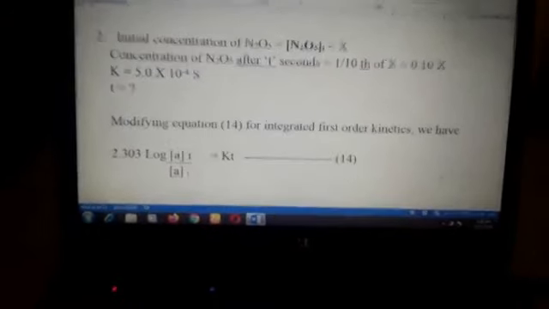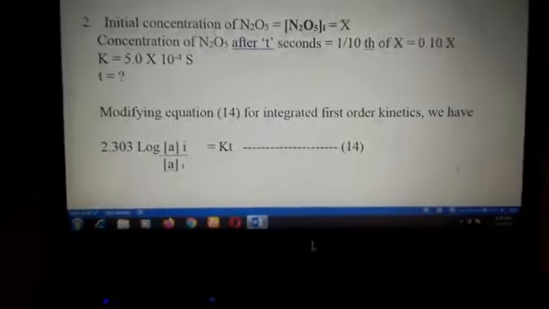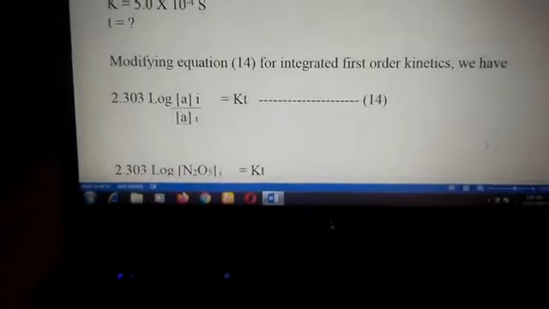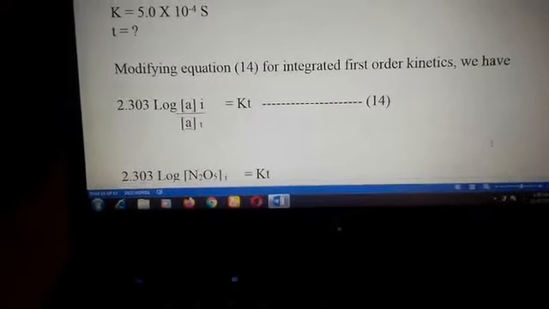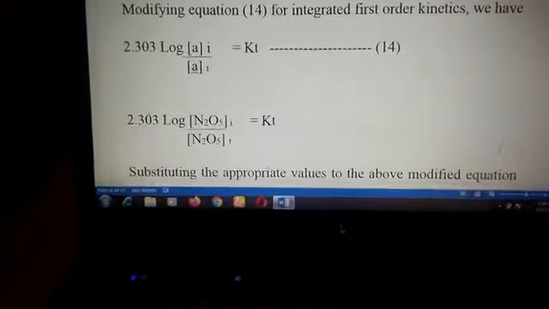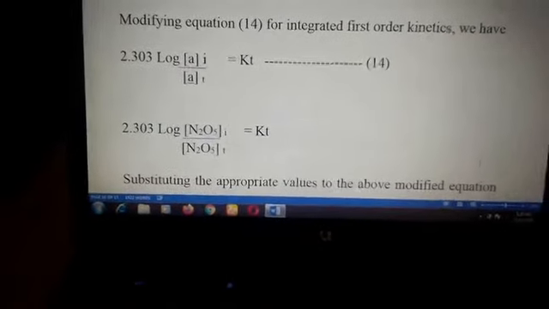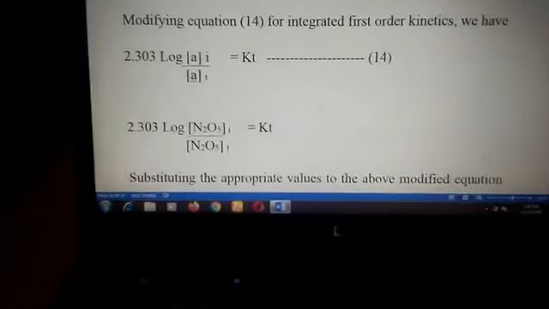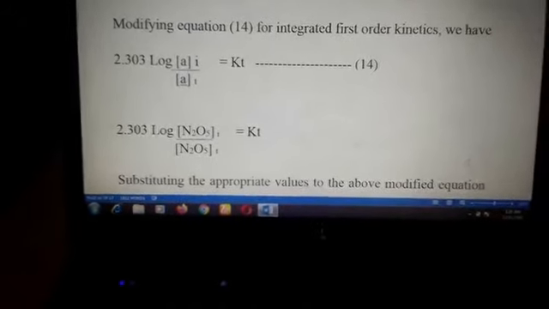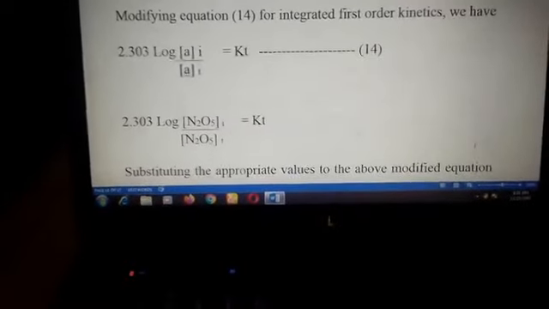We're looking for time, how long. So look at equation 14 down there, which is the modified integrated form of first order: 2.303 log A_I, meaning the initial concentration, all over A_T, the concentration after some time T, equal to kT. We modify this equation. What do we do? Replace the A in the square bracket with the reactant, which is N2O5. So we have 2.303 log [N2O5]_I, the initial concentration, over [N2O5]_T, the concentration after some time T, equal to kT.